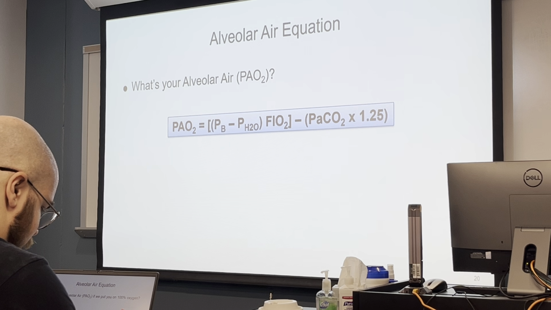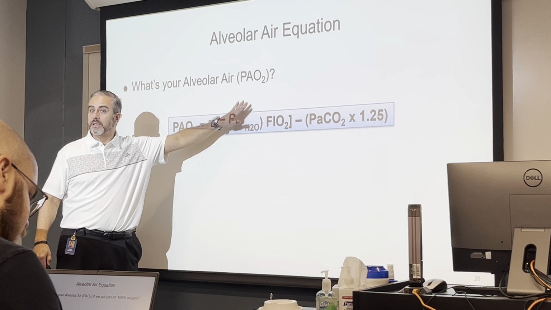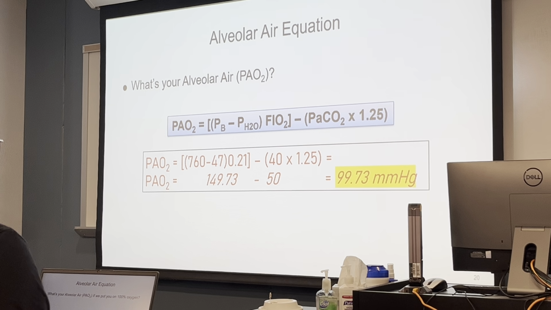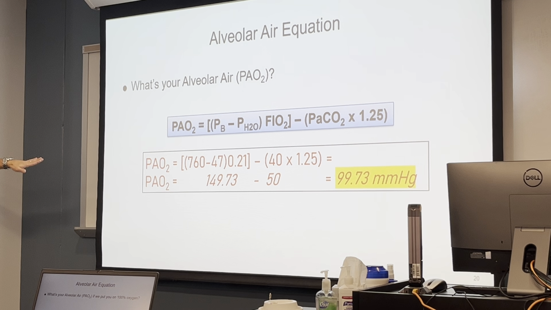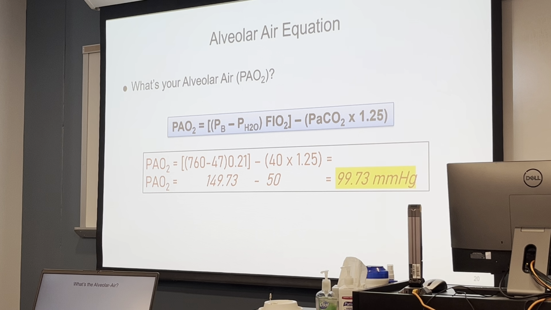All right? So again, what is your alveolar air? It's about 100, right? It's about 100. You're welcome to take a picture of that if you want. Yes, I am rounding up and calling that 99.73 100. All right, 760 minus 47 is 713. 713 times 0.21 is 149.73. On the right side, the CO2, arterial CO2, which is normally 40, times 1.25, or even if you divide 40 by 0.8, it's still going to equal 50.